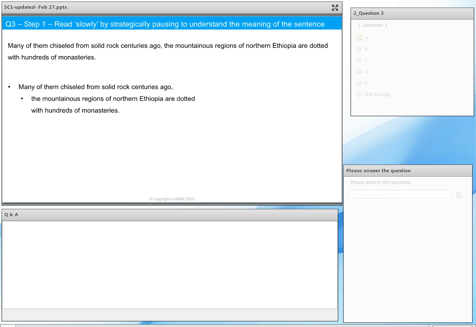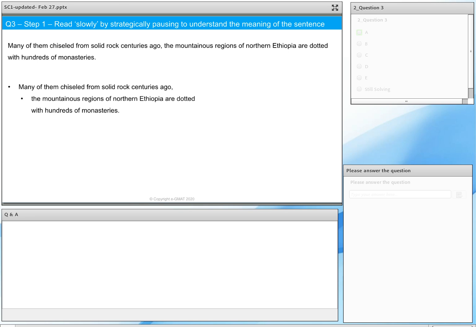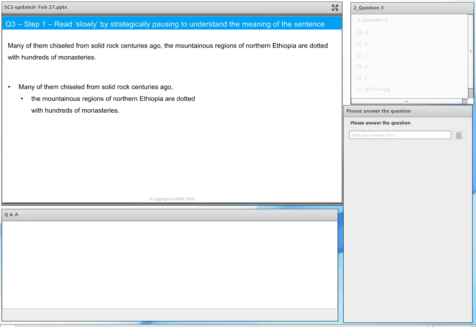Fine. Then what the author says: the mountainous regions of northern Ethiopia are dotted with hundreds of monasteries. So here we get the information that the mountainous regions of northern Ethiopia are dotted with hundreds of monasteries. Very simple looking sentence, I would say. Not too much to process here, or maybe there is. Let me ask this question to you. The way this sentence is written, what does it say?